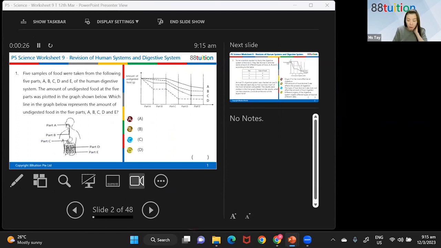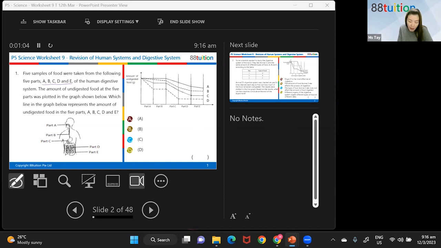Okay, so 5 samples of food are taken from the following parts. You can see there are a few parts in the digestive system, A, B, C, D, E, already labeled here. The amount of undigested food at the 5 parts was then plotted in the graph. So they're asking you now, which line in the graph actually represents the amount of undigested food in the 5 parts? Which one is the correct one?